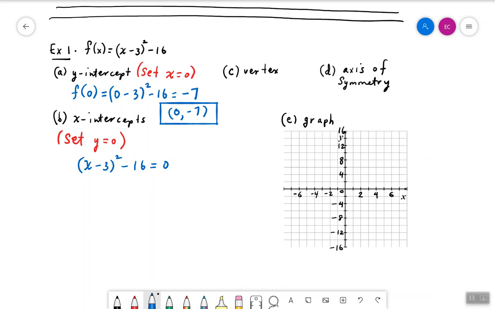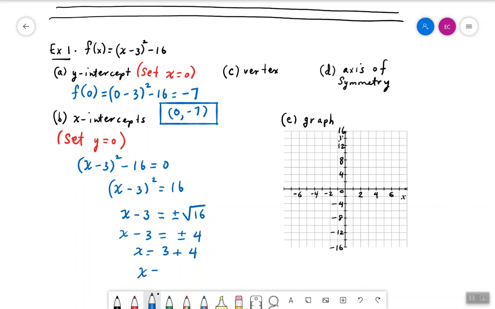Maybe the quickest way would be to add 16 to both sides, and that would get us x minus 3 squared equals 16. And then the square root property tells us that we can drop the square on the left if we insert a square root on the right and also a plus or minus. So now we have x minus 3 equals plus or minus 4, or x equals 3 plus or minus 4. Right? Add 3 to both sides.